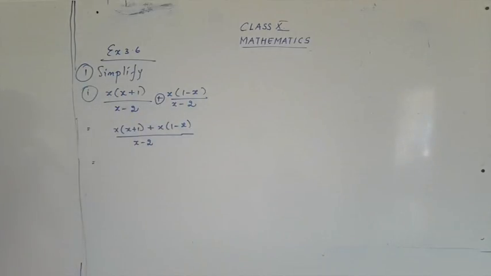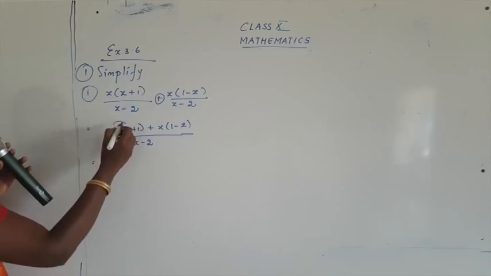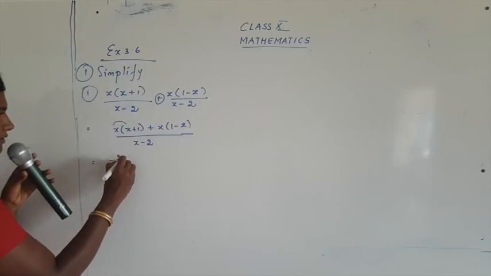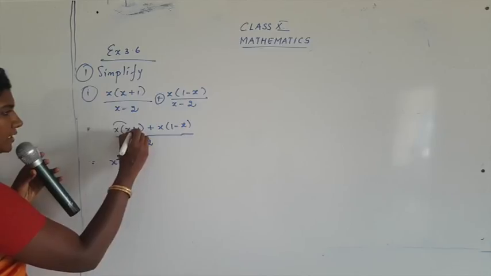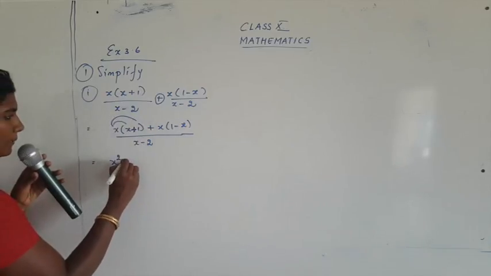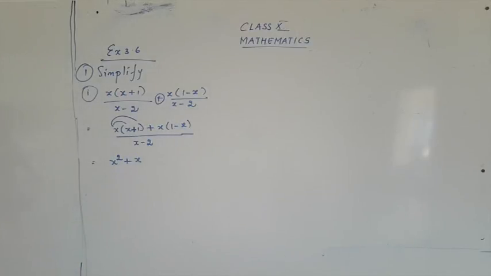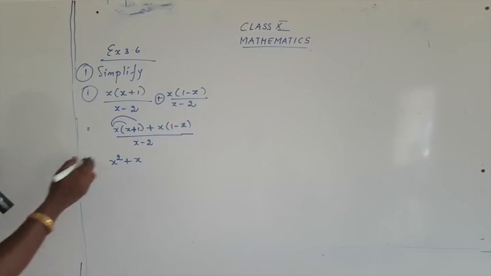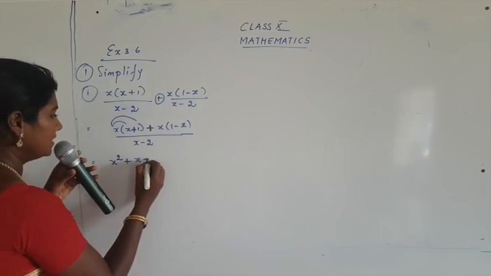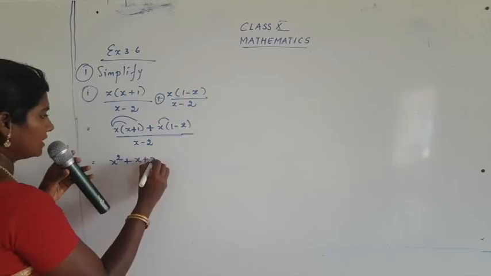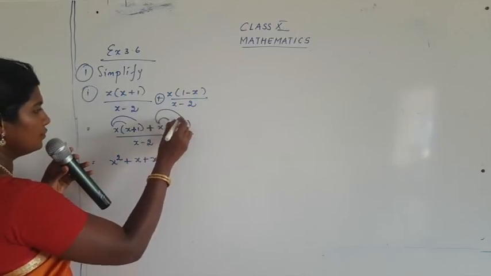Let's expand the numerator. x into x gives you x square. Plus, what is the main sign over here? Plus. x into 1 minus x. What's the main sign over here? Plus. So just remember, when you have the main sign as plus, there will be nothing to change. If you have a negative sign as a main sign, we have to change all the signs after that. So be careful with the signs. Now we have plus here. So just write here plus x into 1, that is x. x into minus x.